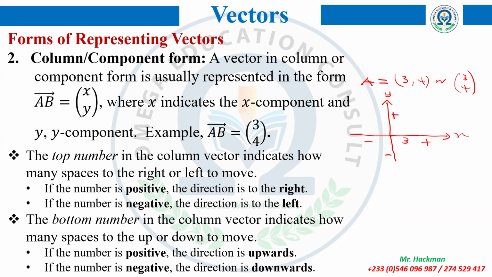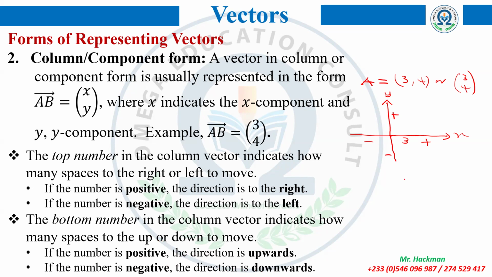Remember, we said that the top number will tell us how many spaces to the left or right to move. However, the y, that is the bottom number, will tell us how many spaces up or down to move. If the number is positive, you go up, the direction is upwards. If the number is negative, the direction is downwards.